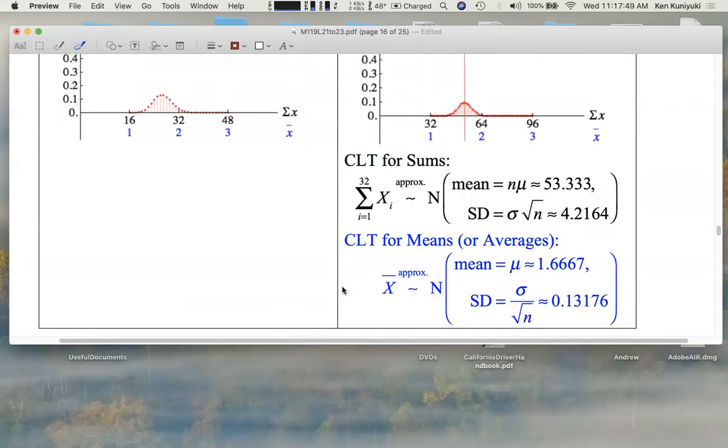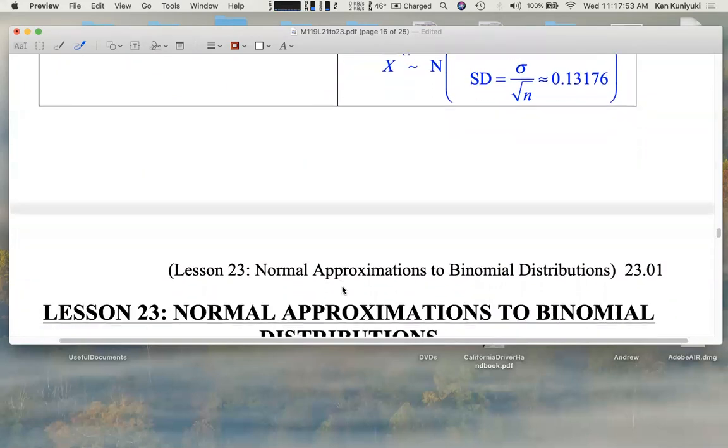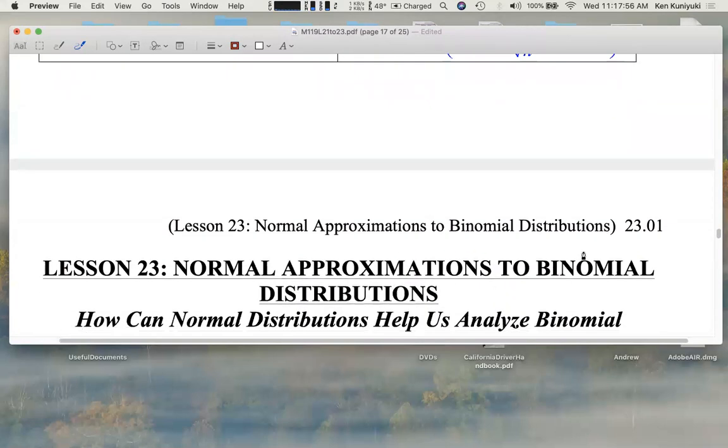Okay, so that is the central limit theorem for means. Next time, we're going to talk about another application of normal distributions, approximating our old friends, the binomials from before. And that's next time.